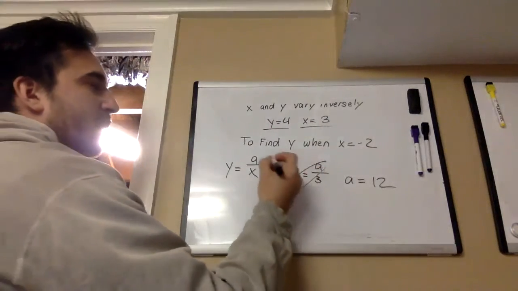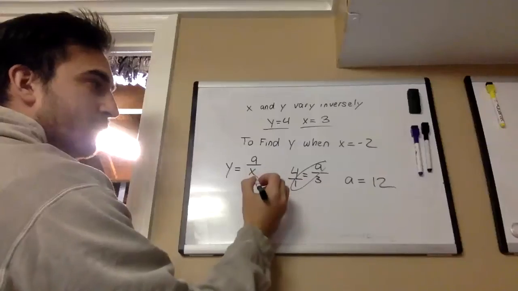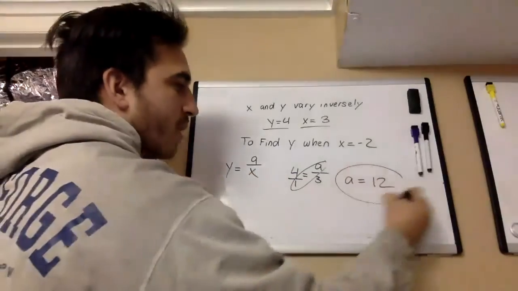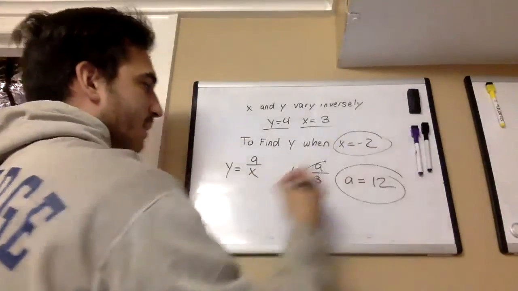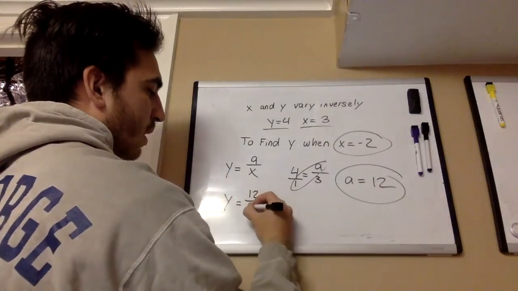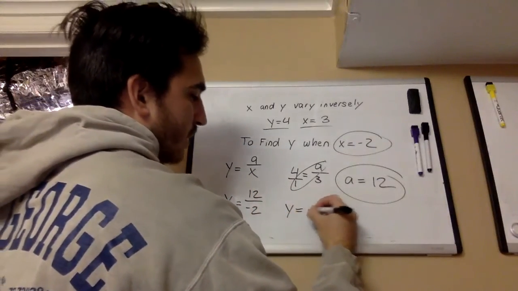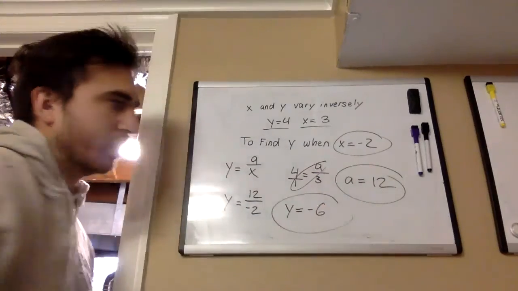Now we move to the second part. Find y when x is -2. So I'm still going to use the same formula, but now I know what a is and I know what x is. So I have y equals 12 over -2. I end up getting y is equal to -6. And that's all you have to do for that problem.